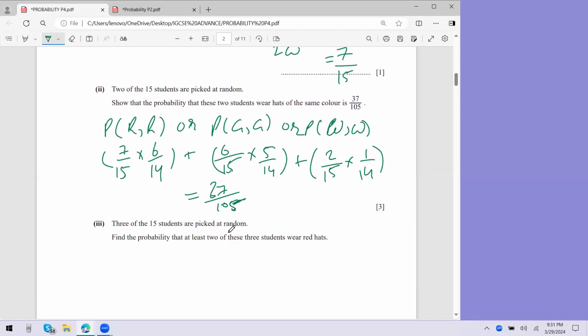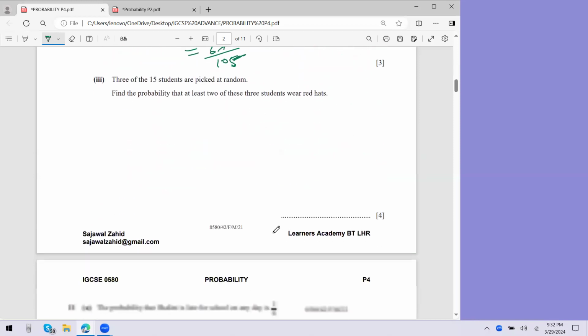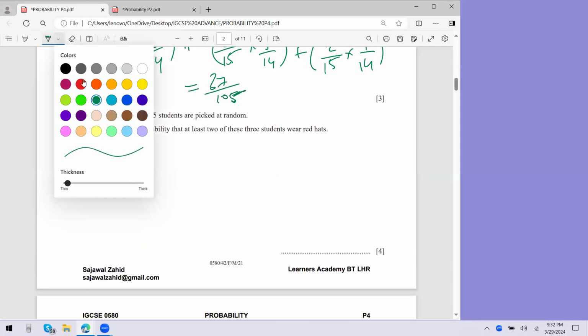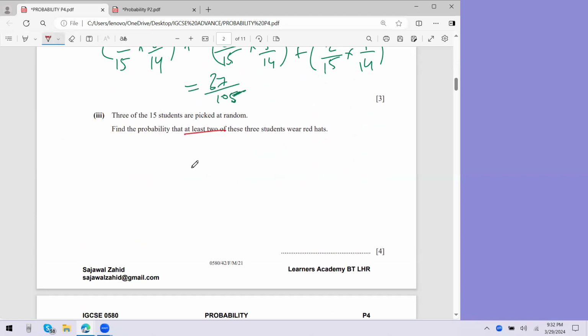Now, three students are picked at random. Find the probability that at least two of these three students wear red hats. At least two. Can we also use elimination here? 4-mark question. At least two. That means maybe we can do 1 minus the probability of just one being red or none being red. Either one red or no red. That will eliminate the possibility of... or maybe first we can try it normally, then we can try the other method.